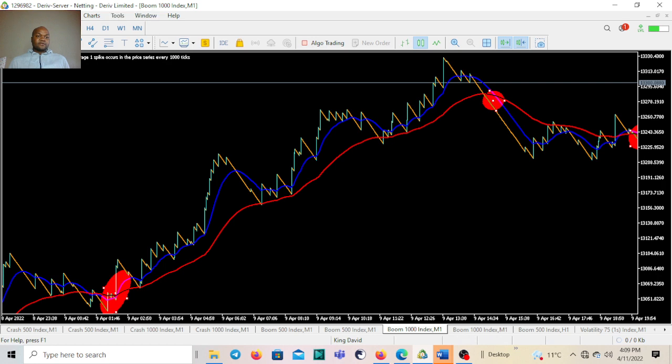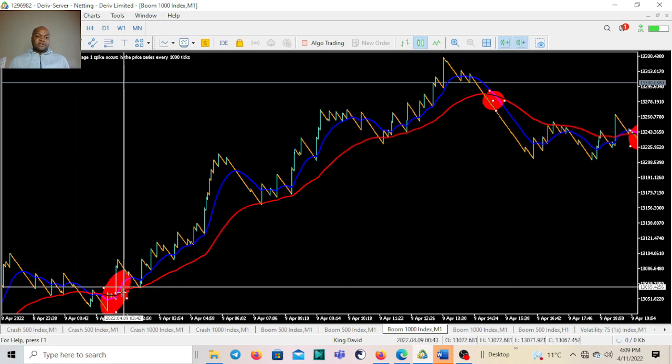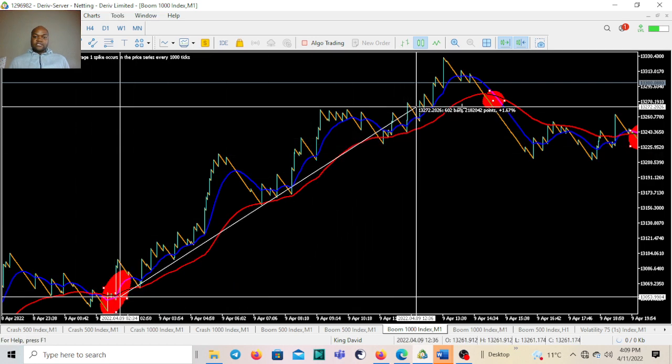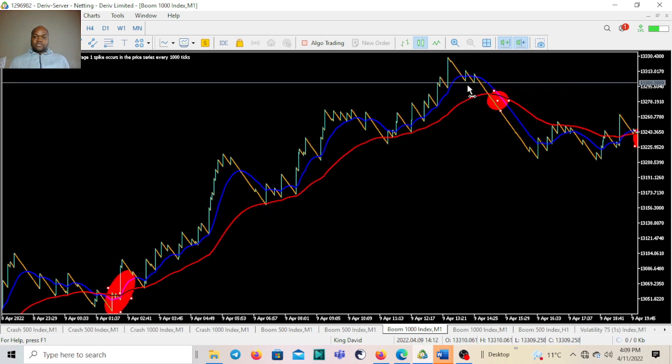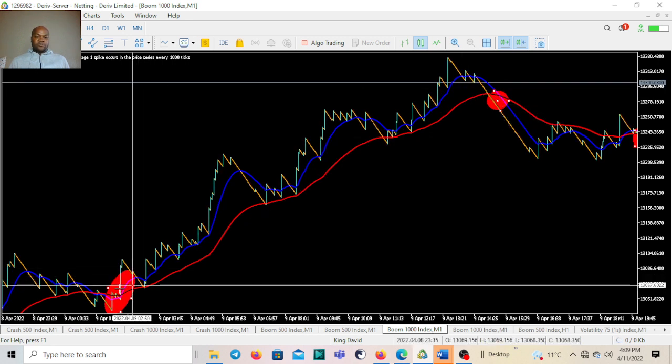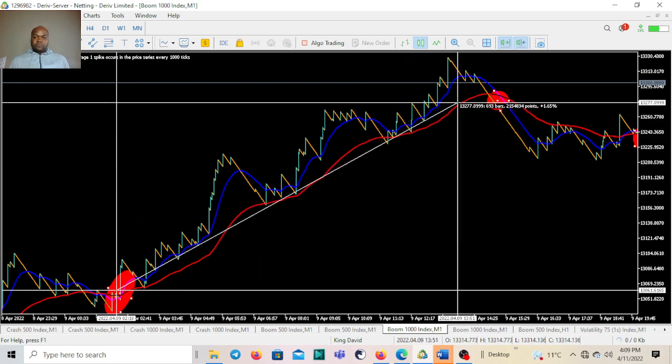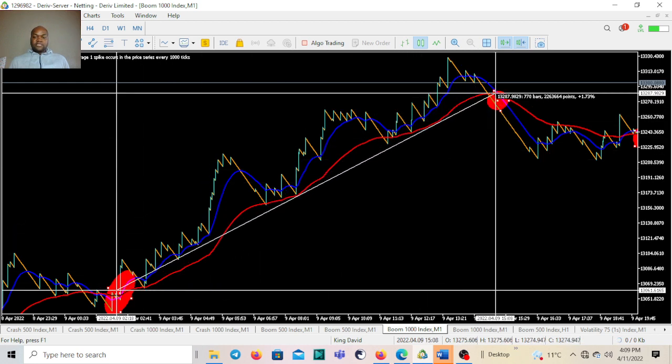You can see how many pips you're going to get. You're going to be in this trade up to this point. You're going to gain a lot of pips. That's a lot. Just look at these pips. That's when you exit.